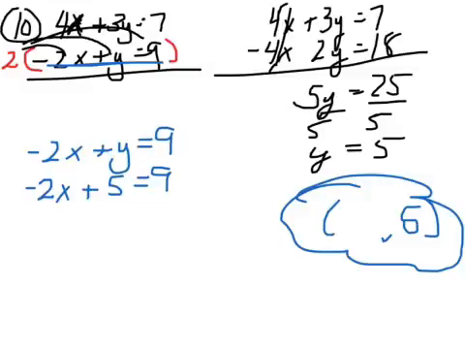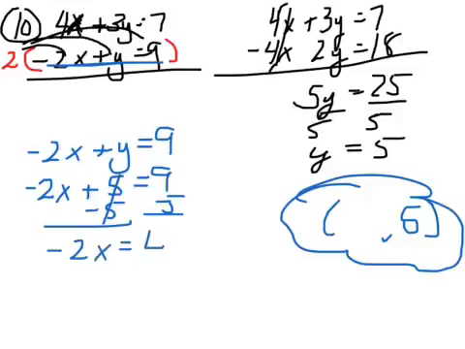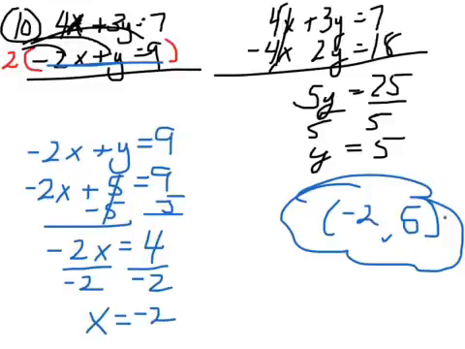Well, if I plugged it in, I can just say, subtract 5 from both sides. Negative 2x is 9 minus 5, which is 4. And then divide both sides by negative 2. Oh, x is negative 2. So my answer is negative 2, 5, which matches up with C. And we have time for one more.